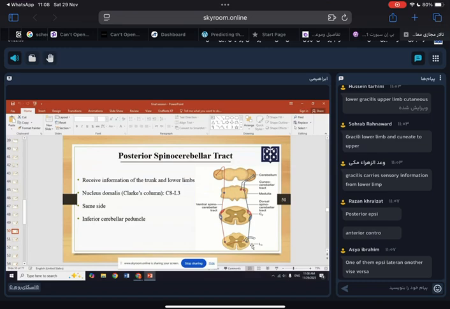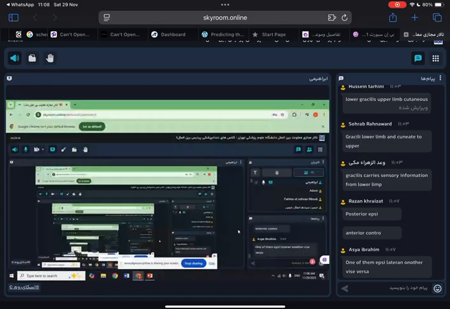The posterior spinocerebellar comes to the spinal cord without any cross. Look at the arrow. It comes to the spinal cord and ascends ipsilaterally. Ascend to which part? It comes to the medulla oblongata. Okay, and after that it goes to the cerebellum. Tell me how the information is carried from the medulla oblongata to the cerebellum. What is the connection between the medulla oblongata and cerebellum?